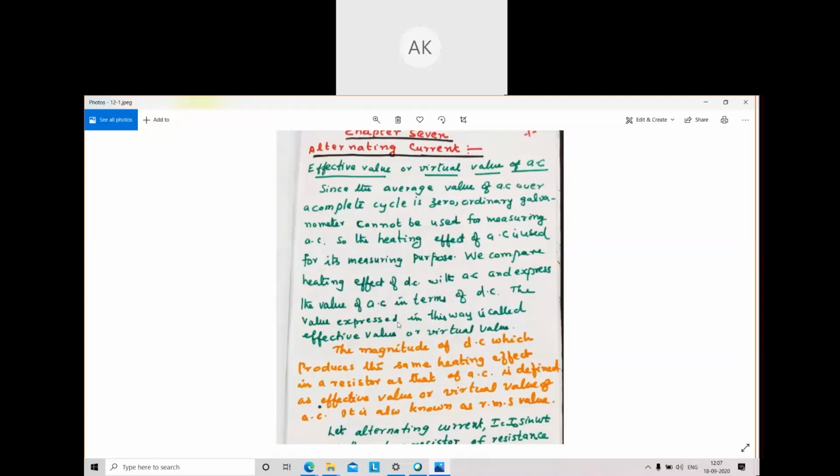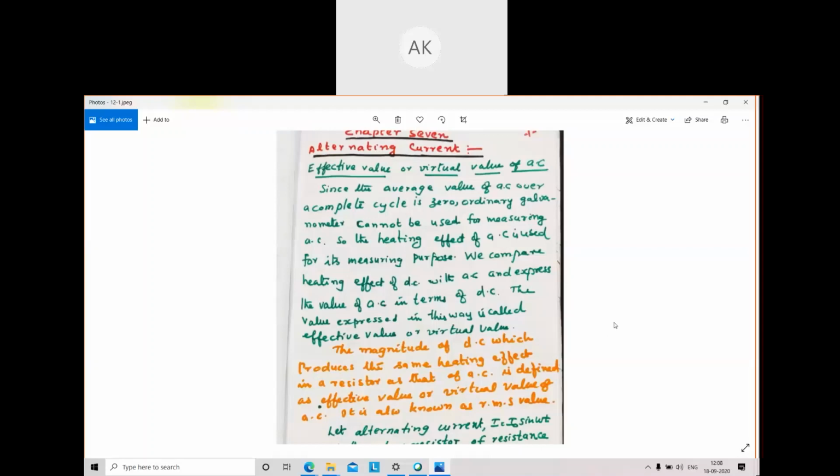if we take the average current or average EMF over one full cycle, that will be zero. The average value over one cycle of AC is zero because the first half cycle is positive and the next half cycle is negative. So when you take the average, it will be zero. So what we have to do is find a corresponding value of AC that must be in DC.